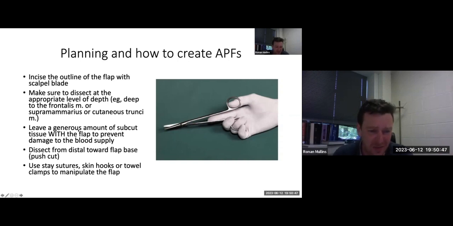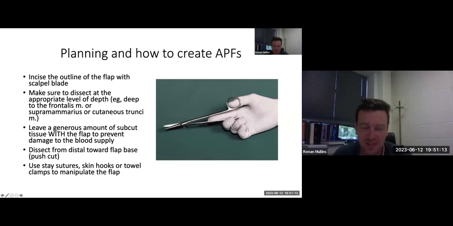I usually like to leave a generous amount of subcut with the flap, and that is again me trying to prevent being too clever and too close to the skin, and obviously impairing the blood supply to the flap. I will often use a push cut technique in terms of how I do my dissection. A dissection usually starts at distal, working towards the base of the flap. And the image here is really just to show you this push cut.